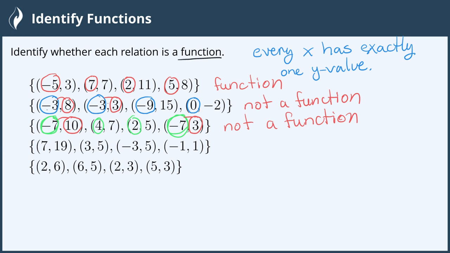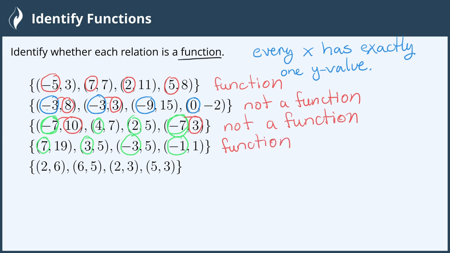Our fourth one, let's go ahead and circle all of our x values yet again and see if we have any duplicates. We have 7, 3, -3, and -1, which means none of them are repeated, and that means that every single one of those x values will only have one y value since we don't see it more than once. So this one will be defined as a function.